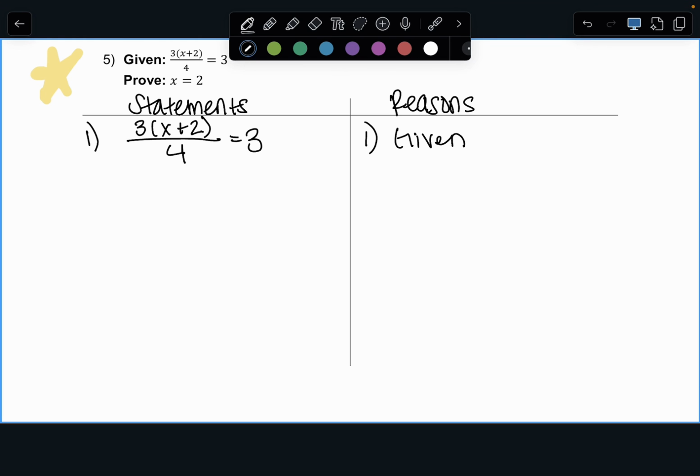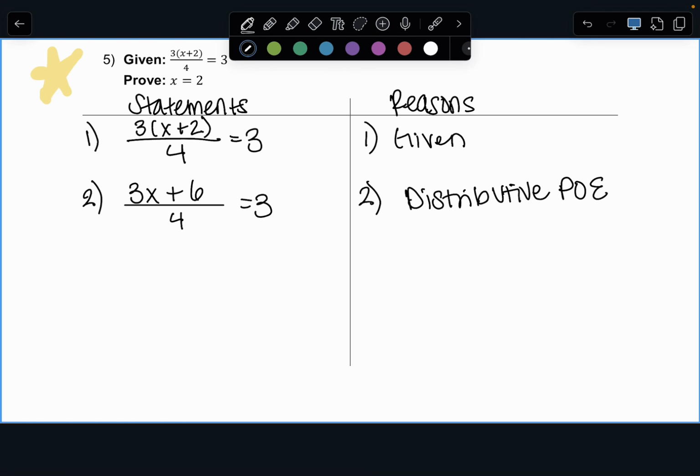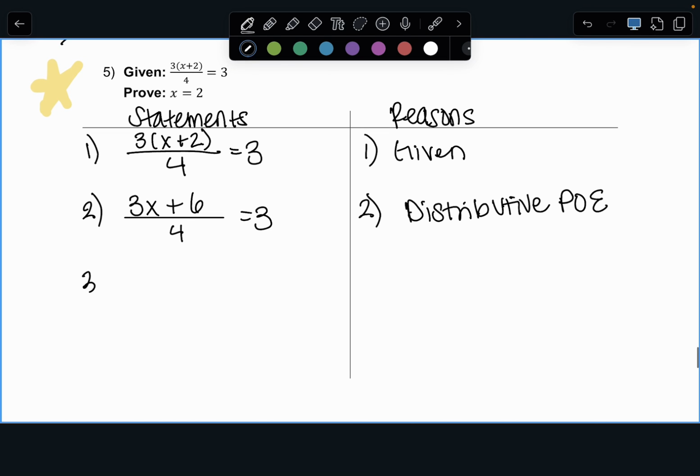Distribute. Let's do that option first, and then I'll show you the other way in a second. So let's distribute the 3 into the x plus 2. What's 3 times x? 3x. 3 times 2? 6. We distributed, so this is the distributive property. Now what should we do? We're dividing by 4 with the opposite of division. Multiplication. Again, we're multiplying both sides by the same number, so that is why it's multiplication.